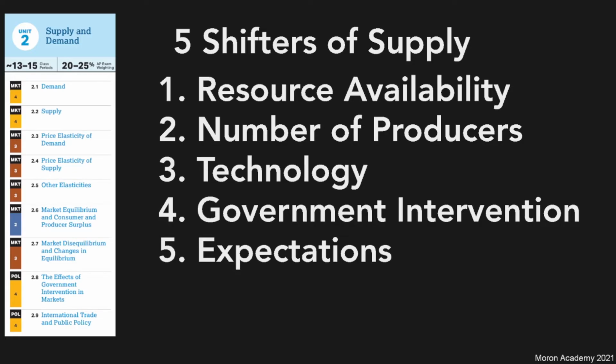Number 4 is government intervention. Like before, I'm going to be going into detail on them in later lessons down in Unit 2. But basically, all you need to know is that there are taxes and there are subsidies. Taxes reduce supply and subsidies increase supply. Number 5 is expectations. I think it's pretty obvious. It's just like demand.